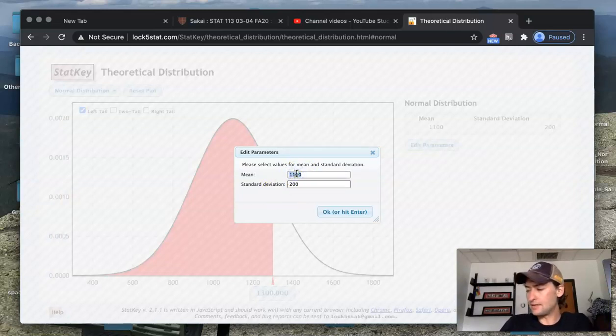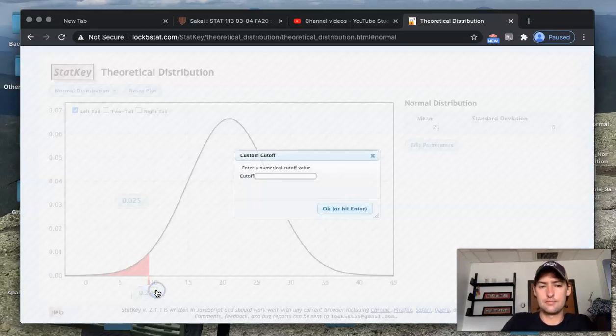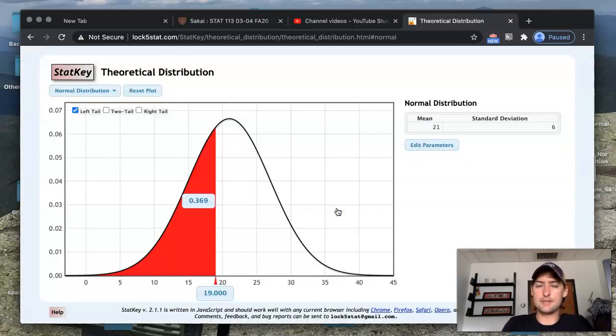The mean ACT score was 21 with a standard deviation of 6. And Michelle had scored a 19. We see Michelle's percentile is she's about the 37th percentile. We had guessed she was the 30th based on our drawings. We were pretty close, but again, StatKey is going to give this exact value.